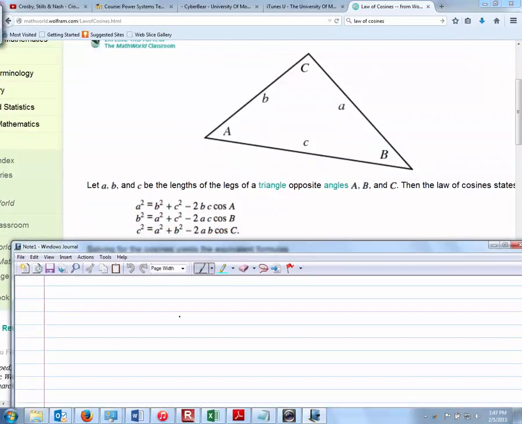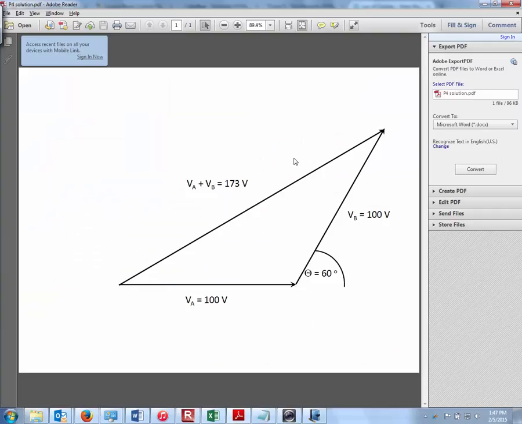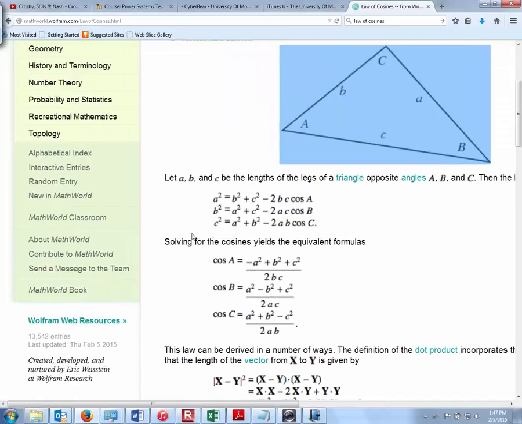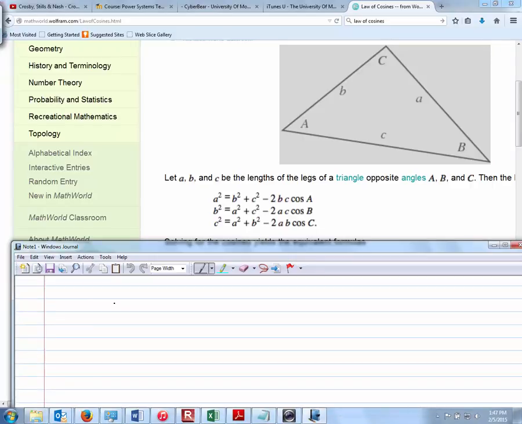Okay, so in our case, we're just going to let C be that long side. So C is basically VA plus VB. All right, so that's the long one. Here's my pad. Okay, so I'll write down the law of cosines. It's right here. It's just C squared equals A squared plus B squared minus 2AB cosine C.